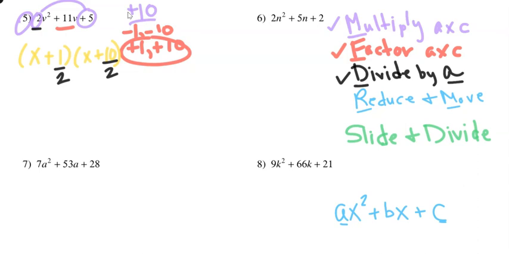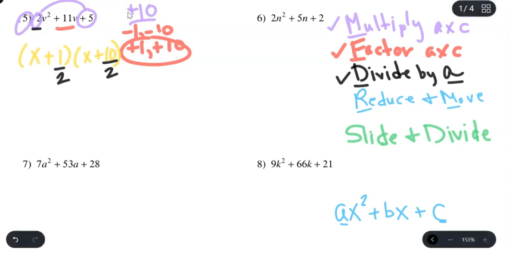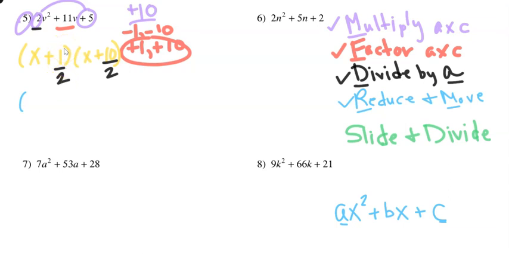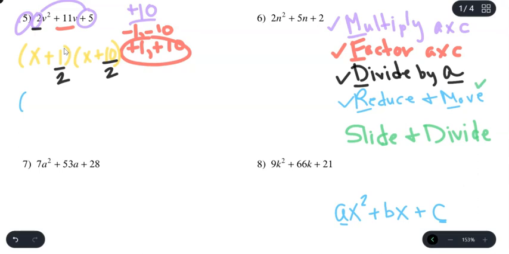So what do I do now? Well, I'm going to reduce and move. So let's try this. Does 1/2 reduce to a whole number? No. Is it already fully reduced as a fraction? Yes. So that is the move piece. I'm going to take the 2 and move it up front, and that becomes 2x, and the 1 stays put.